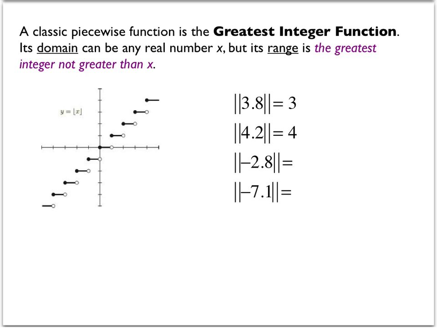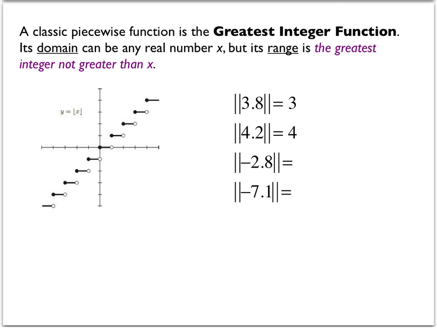Another classic piecewise function is called the greatest integer function. The greatest integer function. The domain can be any real number, decimals, fractions, positives, negatives, but the range is the greatest integer not greater than x. Not greater than x. So let's think about that a little bit.